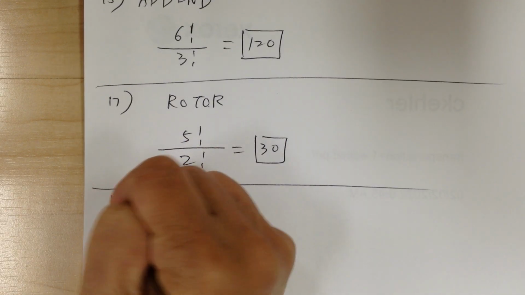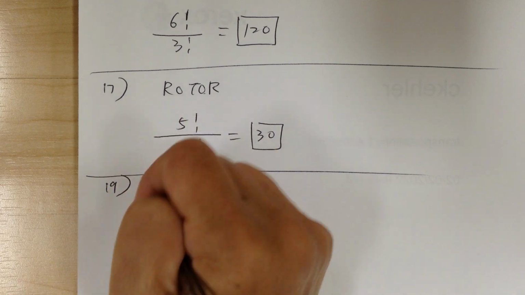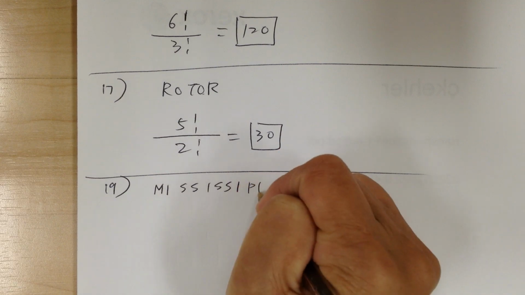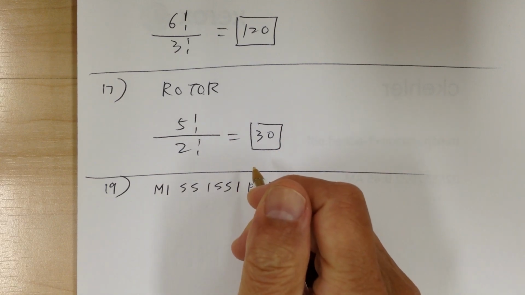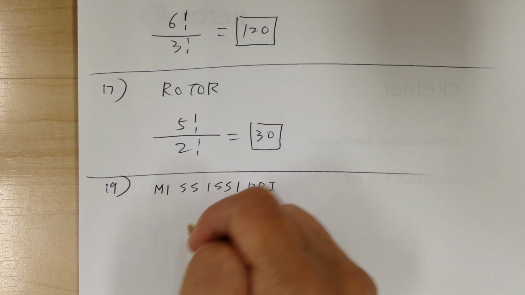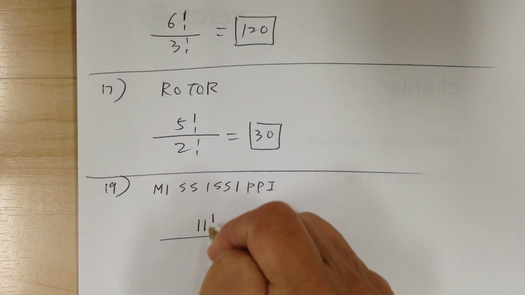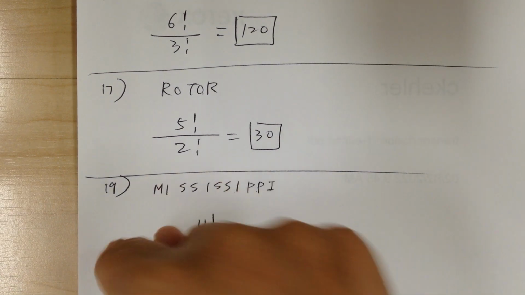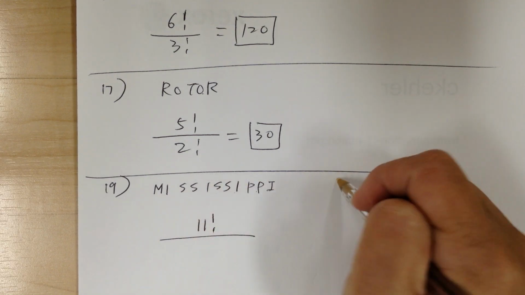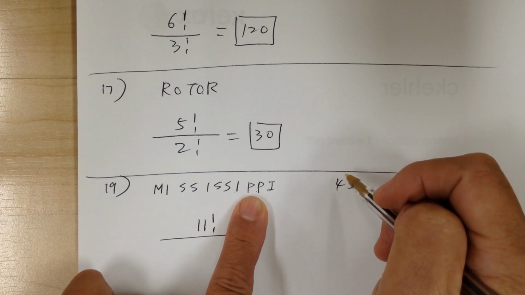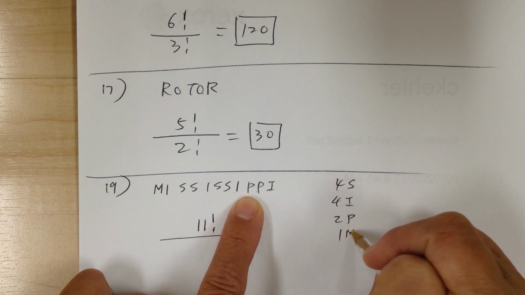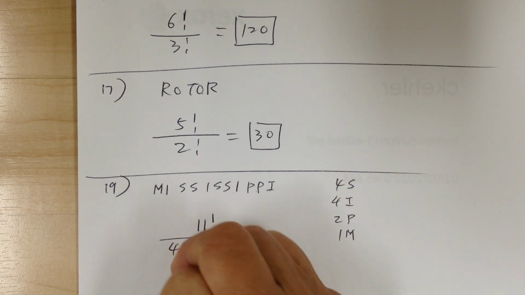Number 19. Mississippi. So you count the letters. There are 11 letters, so it will be 11 factorial. Then you have to divide by the repeats, because when you switch the same letter, it doesn't make a new word. So let's tally it up: there are 4 S's, 4 I's, 2 P's, and 1 M.